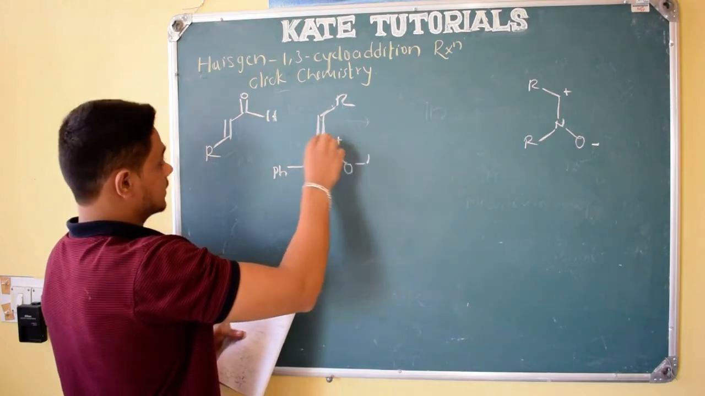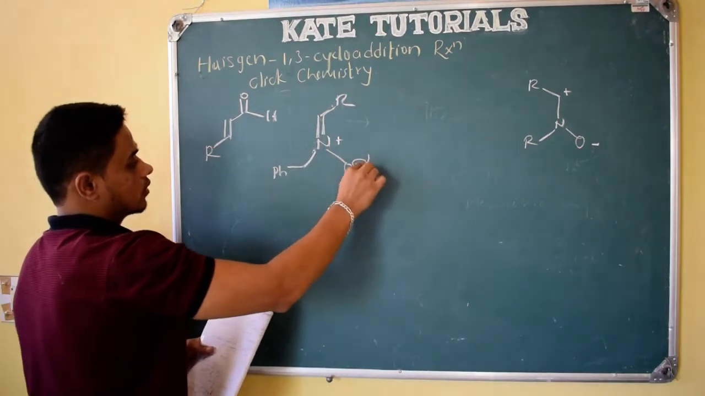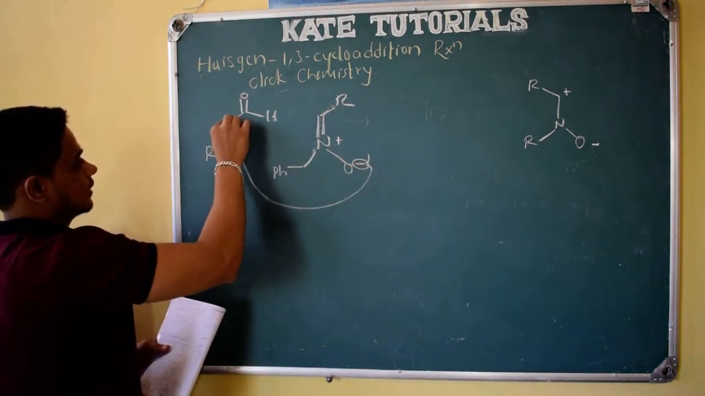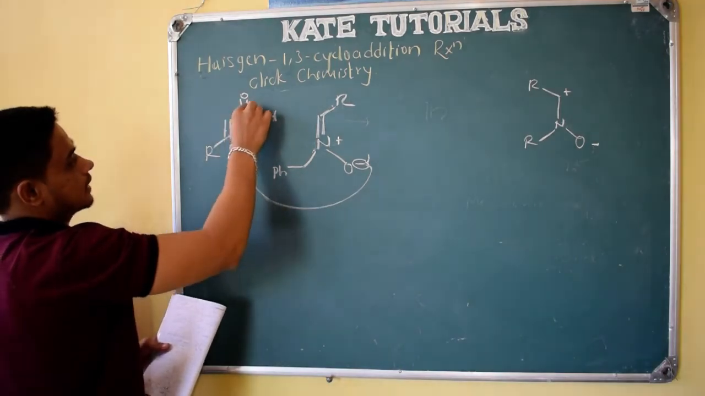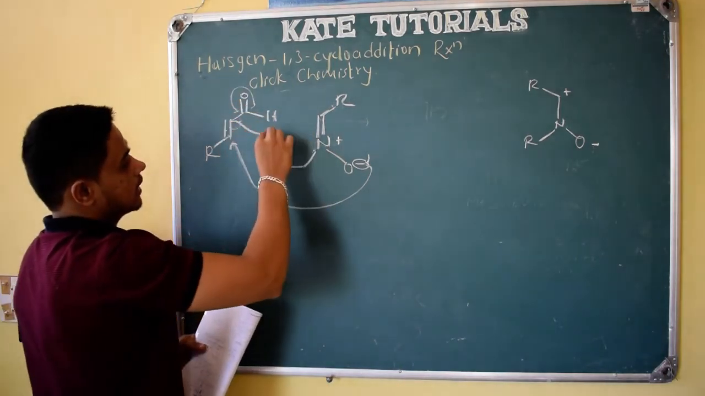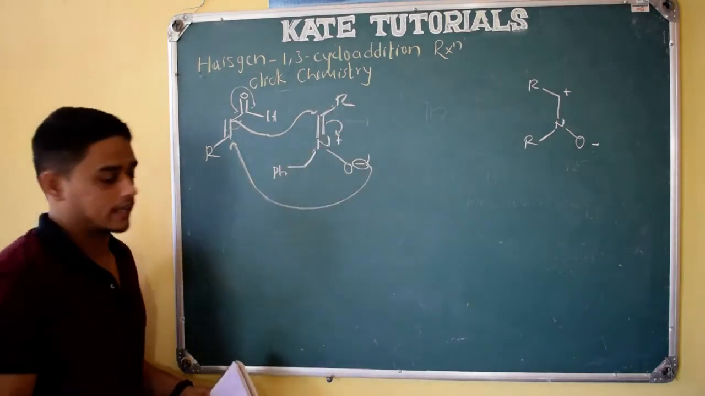So what happens, this will take, see here, electron density will attack this position, and from this position it will resonate like this, and again it will come back, and from this carbon it will attack this carbon, and pi electron density moves. I hope you are getting it, right?